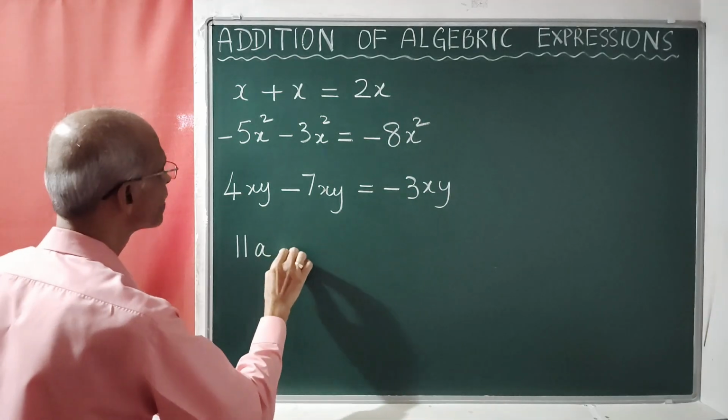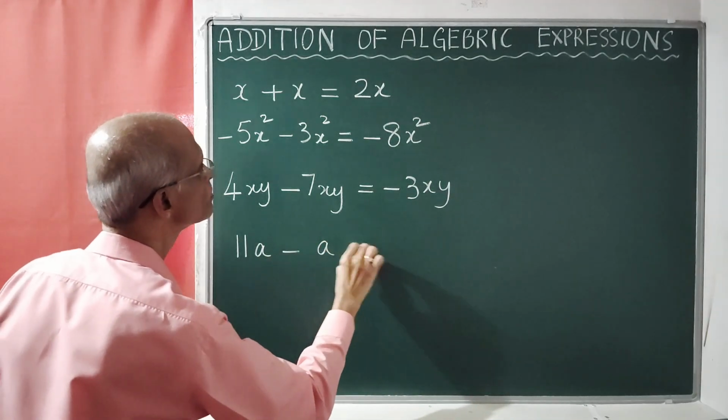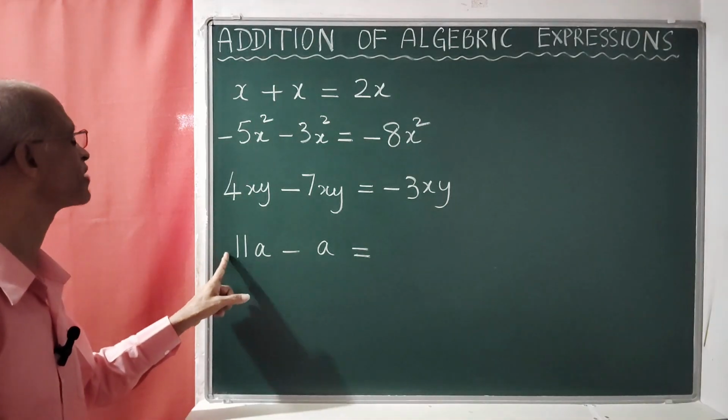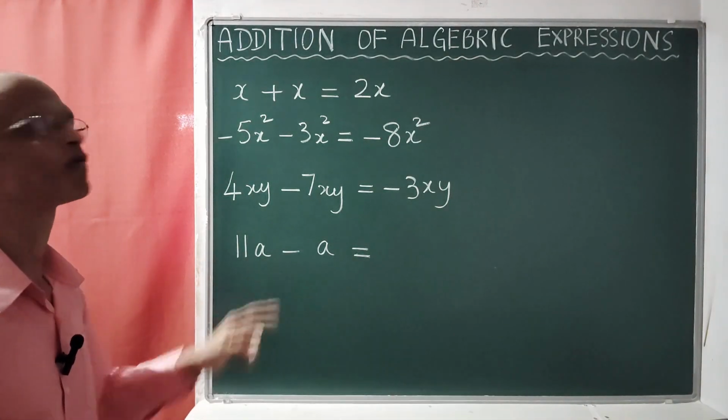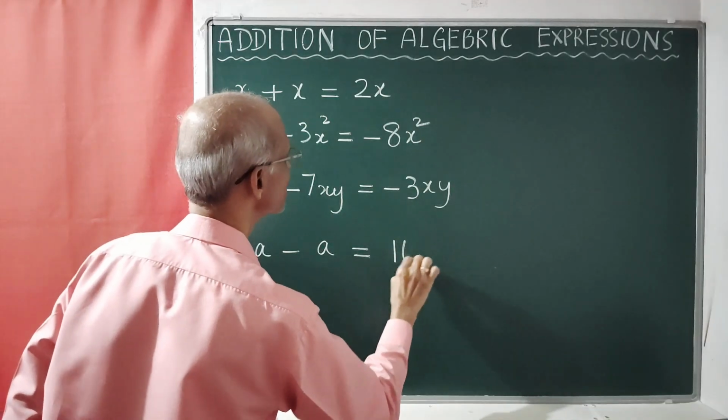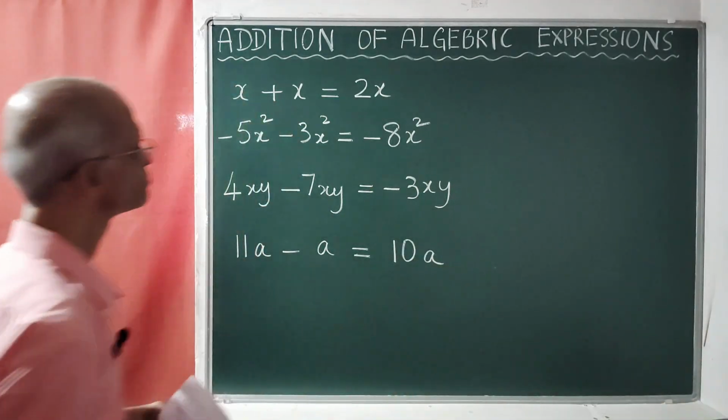11a minus a. You can see here 11 minus 1. What will we get? We will get 10. So 10a.